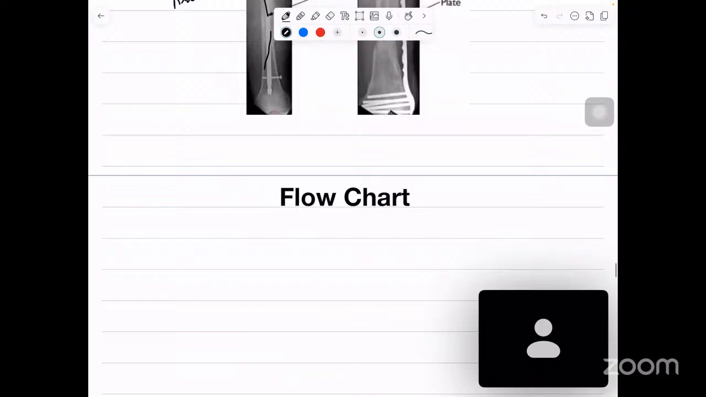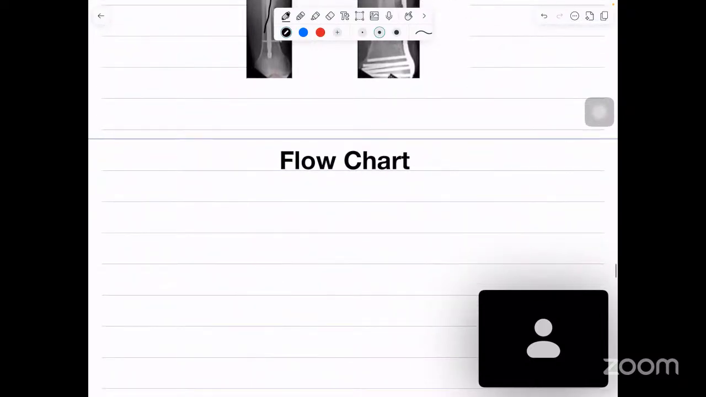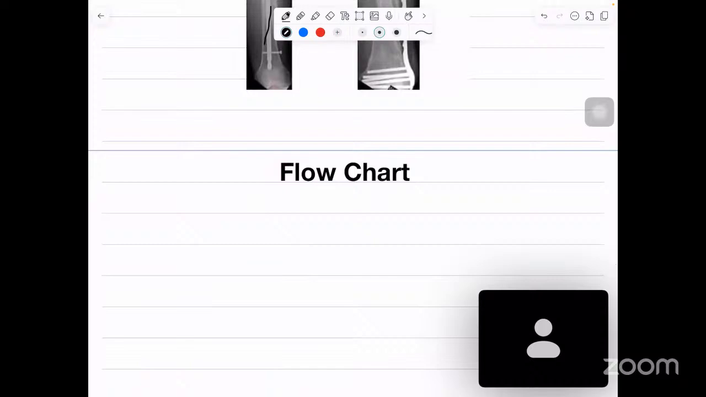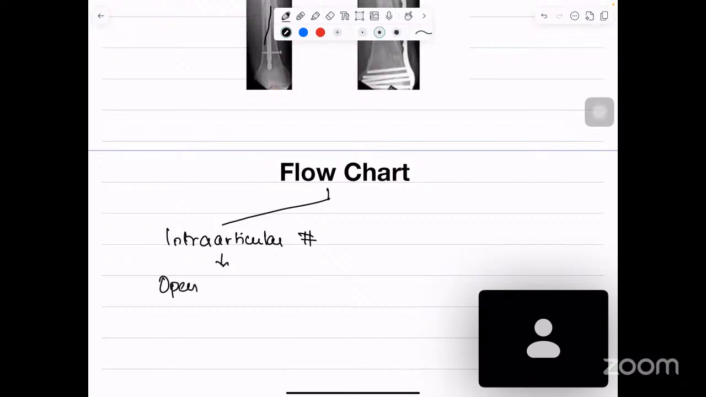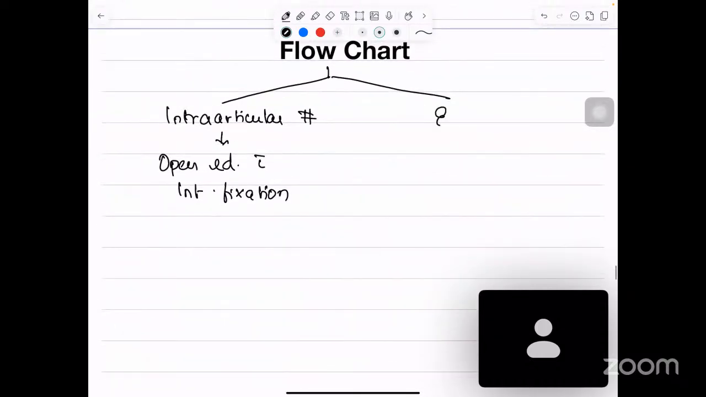Okay, I'll give you the general treatment. You can use this for all fractures. Okay, you can just take it down like this. Any intra-articular fracture, you need to go for open reduction with internal fixation. Okay. Any extra-articular fractures? Example, metaphyseal fracture, any diaphyseal fracture.